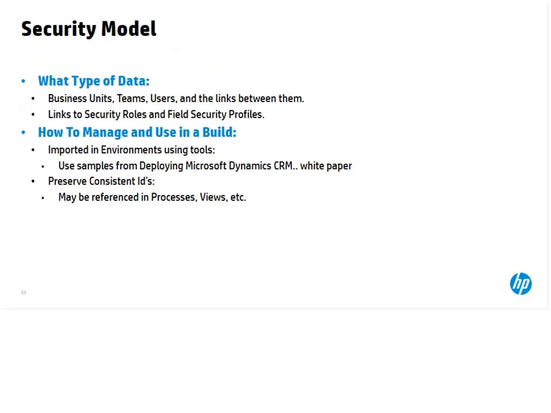I was struggling to find a good name. I call it the security model. I've also used the term organization structure, but in reality what this data is, these are your business units, your teams, your users, and the links between them. Also the links from teams and users to security roles and field security profiles. This is very specialized data in the CRM database that is crucial to the functioning of your system. So how that data is going to end up in your target environments, in addition to any code, is very, very important.